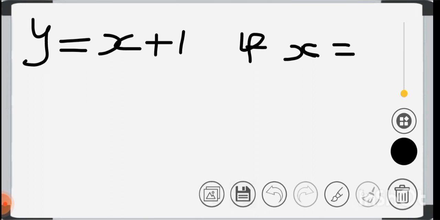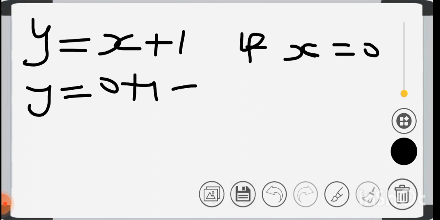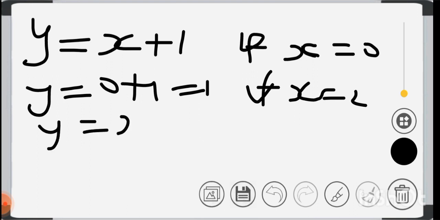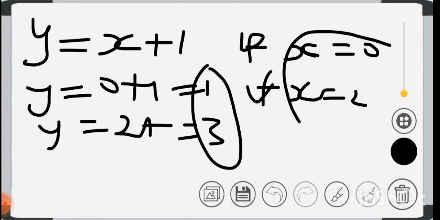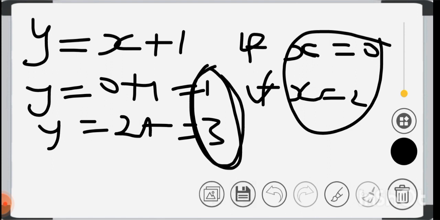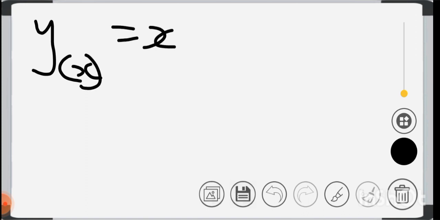For example, now if I say x is 0, y will become 0 plus 1, y will be 1. If I say x is 2, y will be 2 plus 1, y will be 3. You see, as I'm changing the value of x, y is also changing. So it shows that since a direct change in x is leading to a change in y, that tells us that y is a function of x. So if I want to write it, I'll just say y as a function of x is equal to x plus 1. So this is the normal way of writing functions.